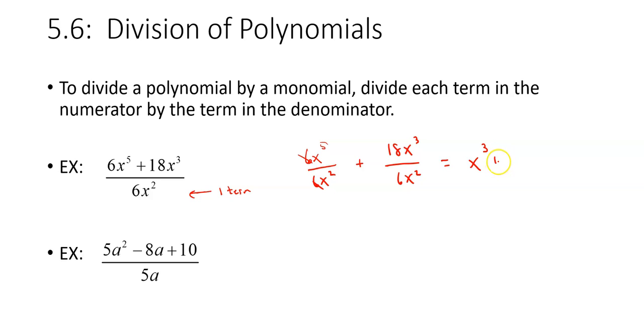In the second term, 18 divided by 6 is 3. Look at the exponents. 3 of them on the top, 2 of them on the bottom. 3 minus 2 is 1. So I've got x to the first. And that's my answer. I divided a polynomial by a monomial.